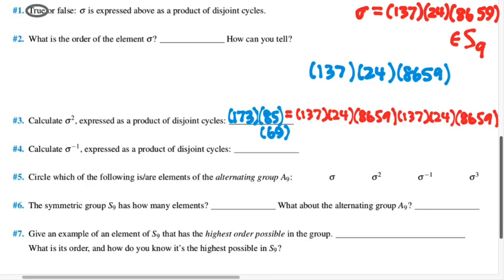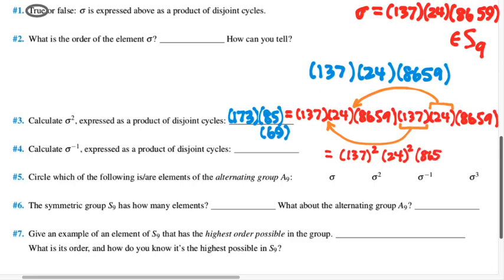Keep in mind, too, that the way that we just did it implies that we can consider each of these cycles separately, right? The 1, 3, 7, we can take its second power. The 2, 4, we can take its second power. And this 8, 6, 5, 9, we can take its second power, all individually. So why is this not surprising that we can do 1, 3, 7 squared, 2, 4 squared, 8, 6, 5, 9 squared? In other words, we distributed the power. Why is that okay?